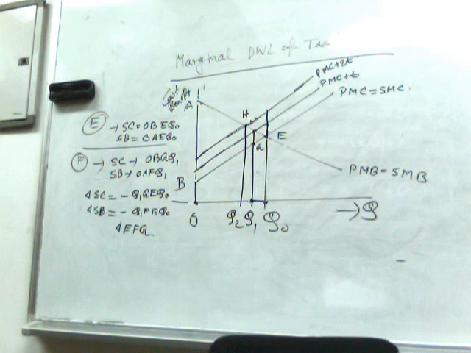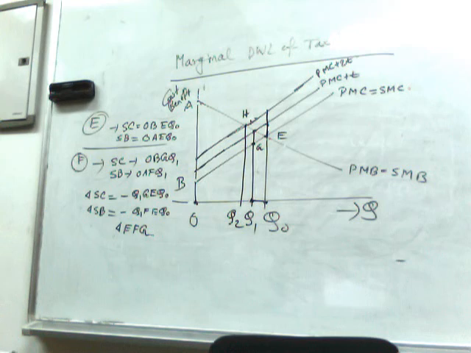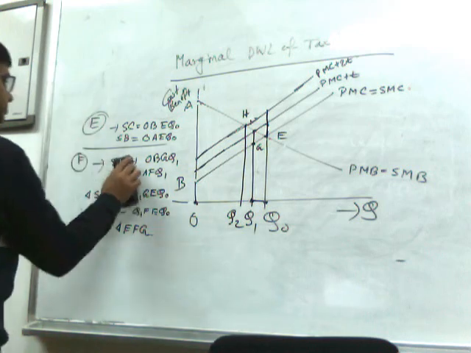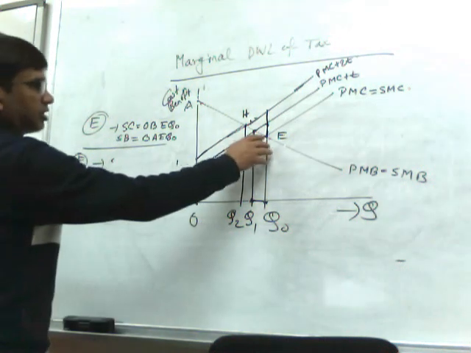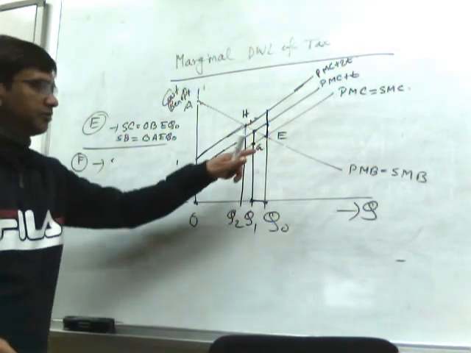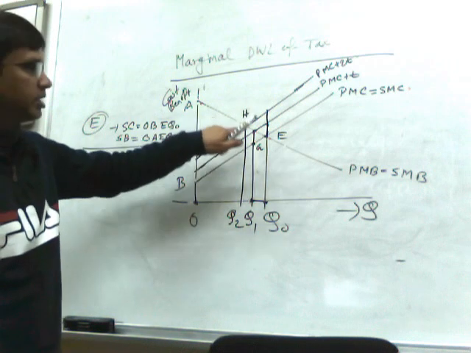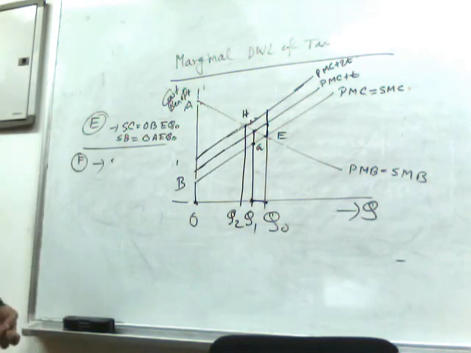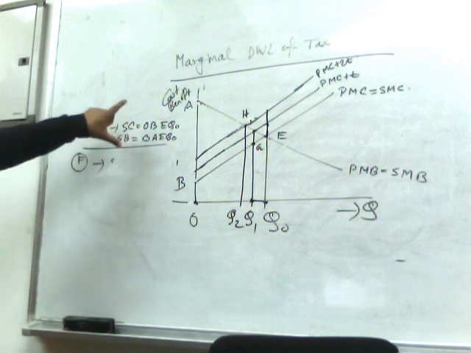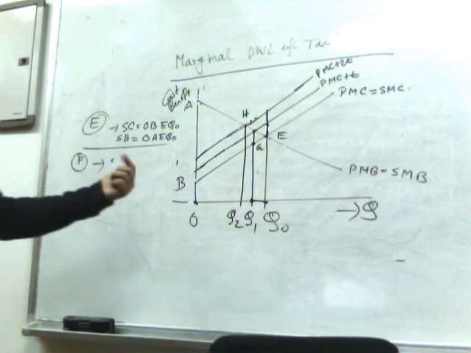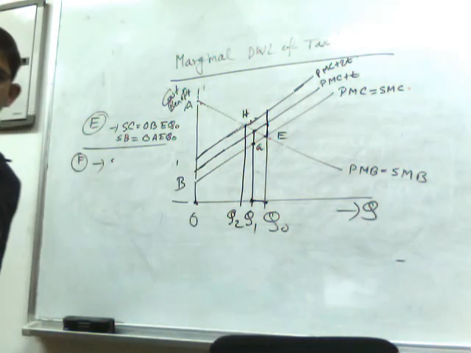So now again we have to compare between the social cost and social benefit at point G. At point H, we will compare the social cost and social benefit at point E and point H. For E, we already have the value of social cost and social benefit. Now we have to compare the value of social cost and social benefit at point H.